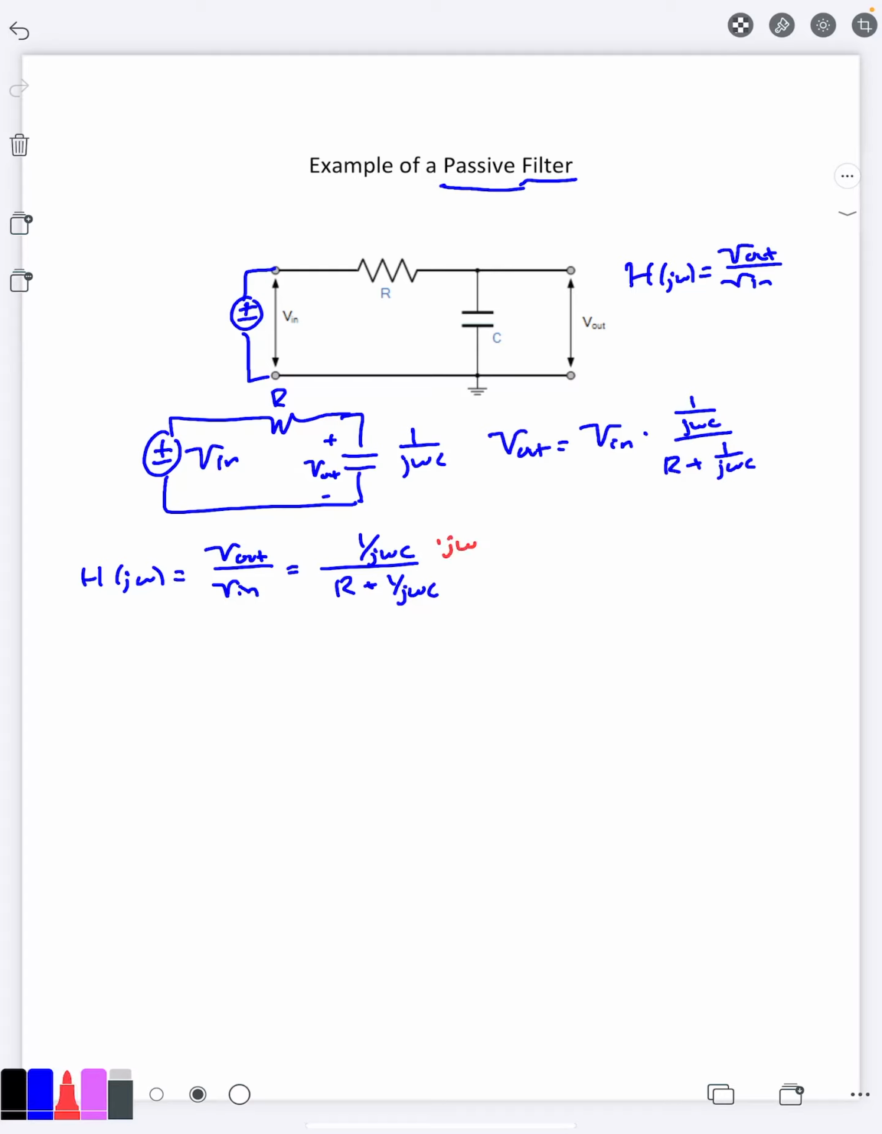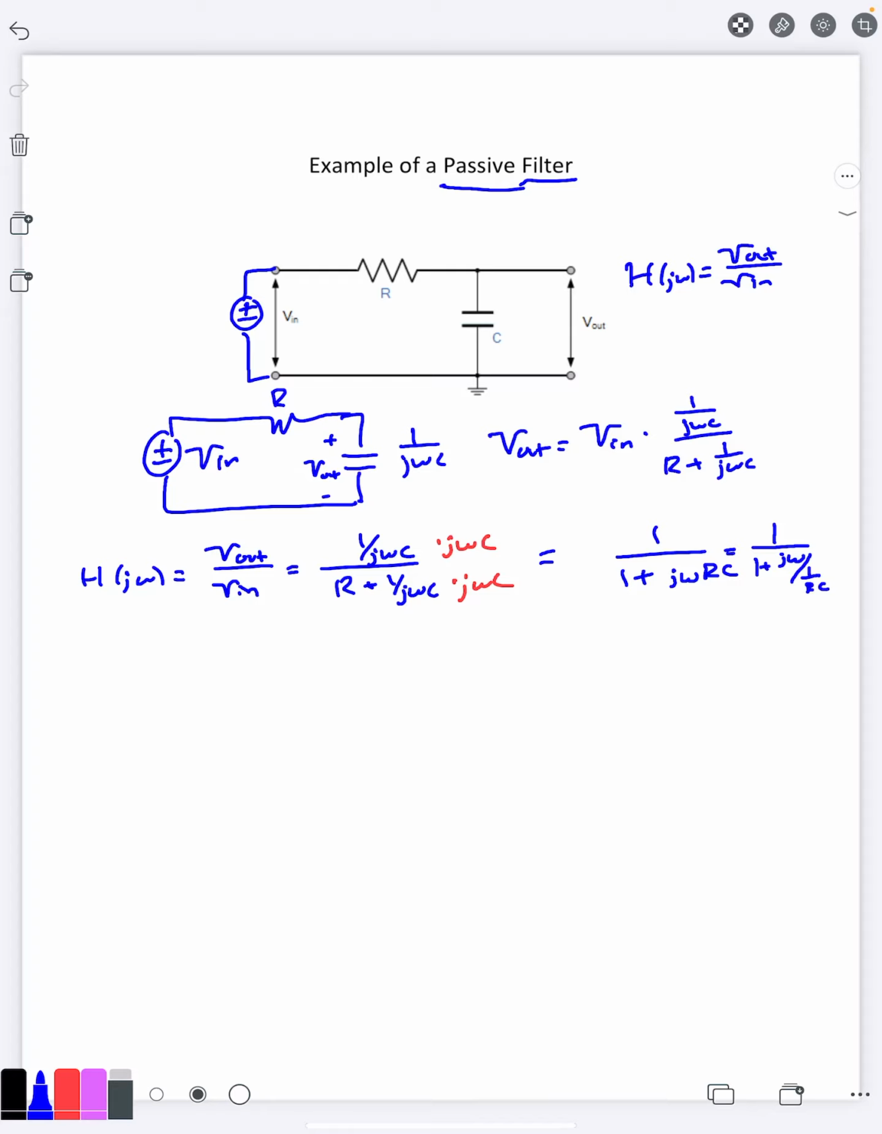We're going to multiply top and bottom by j omega c, and we're going to get 1 over, I'll rearrange the terms here, 1 plus j omega RC. So this right here gives us our transfer function. And we can even write it slightly differently so that it's in our standard form for graphing Bode plots. This is the same thing as j omega over the reciprocal, 1 over RC.